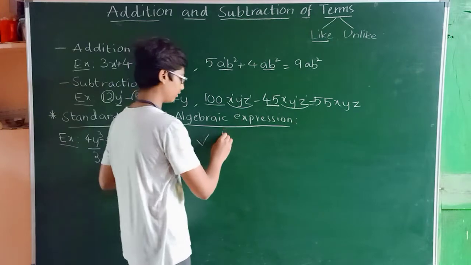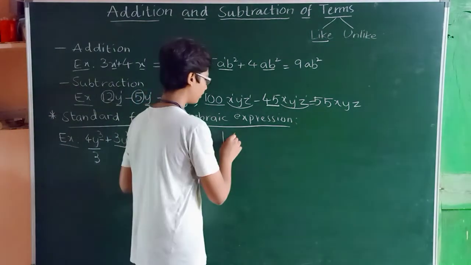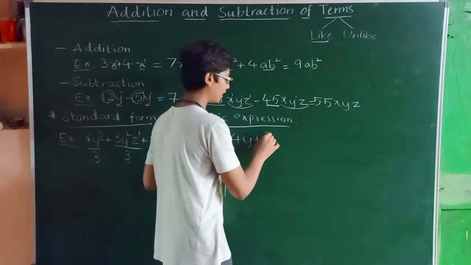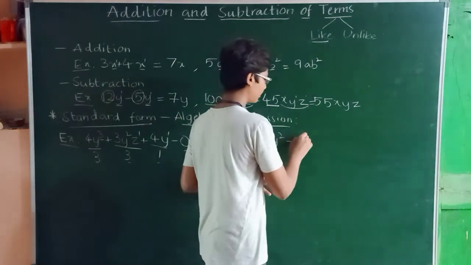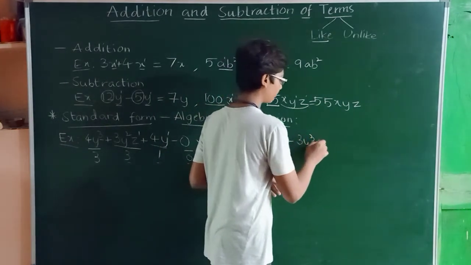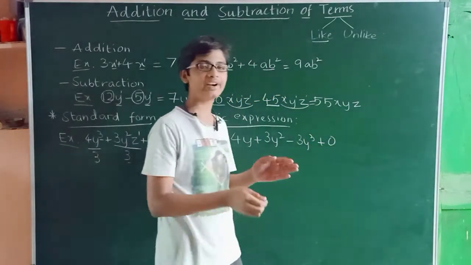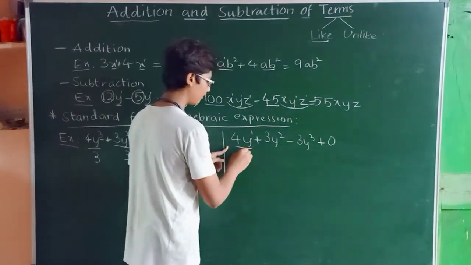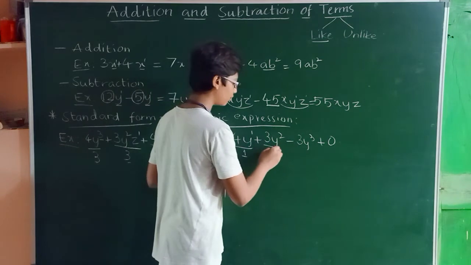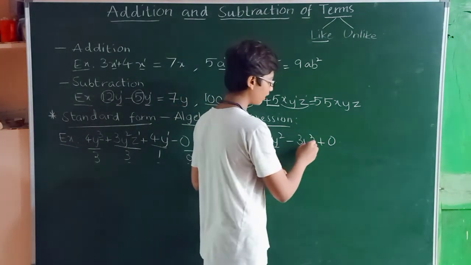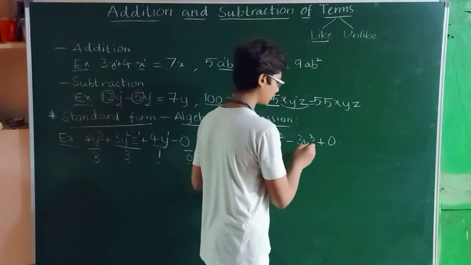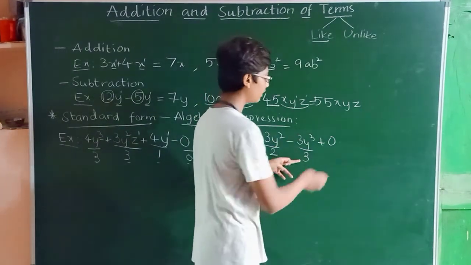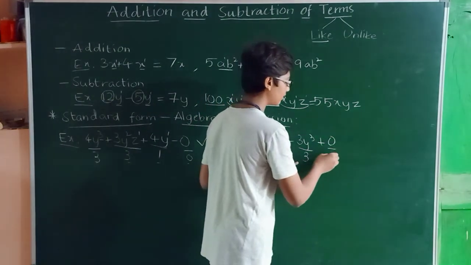Let's take another example. 4y plus 3y square minus 3y cube plus 0. Let's find the degrees of each term. Here the power is 1, so the degree will be 1. Here 2, so the degree will be 2. Now the power of y is 3, so the degree of the term will be 3. Here it is a constant term, so it's 0.